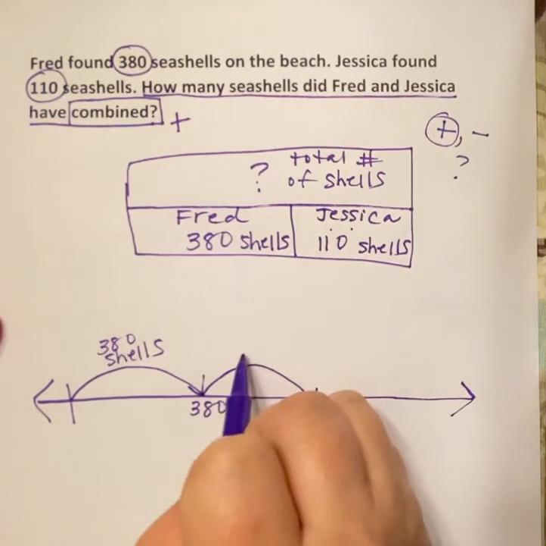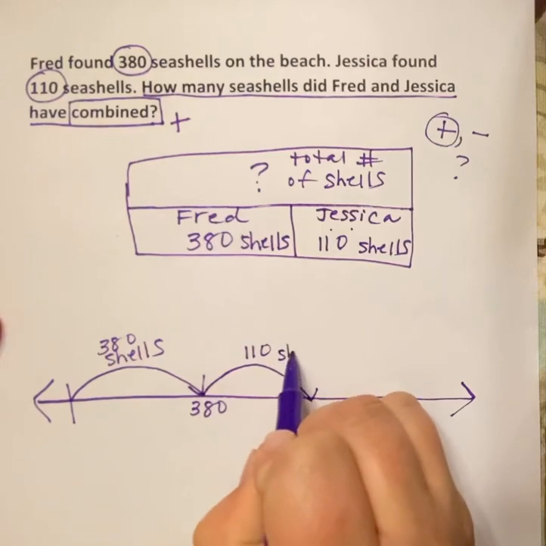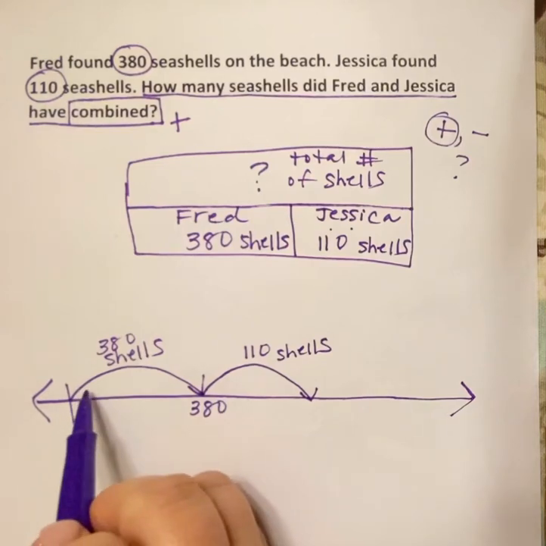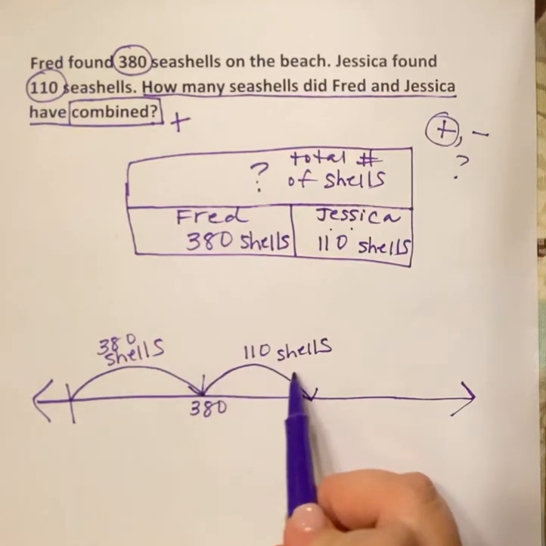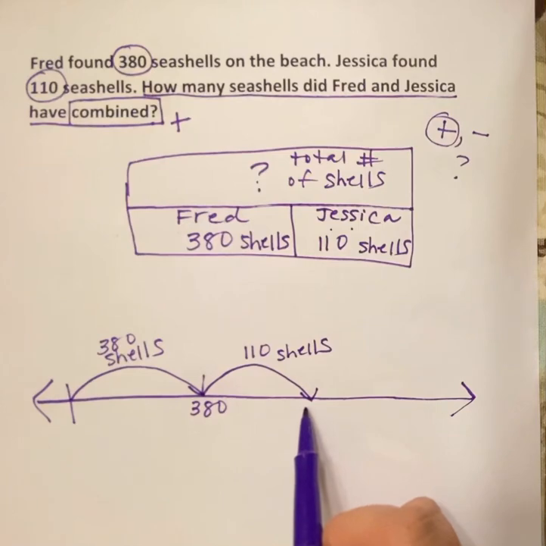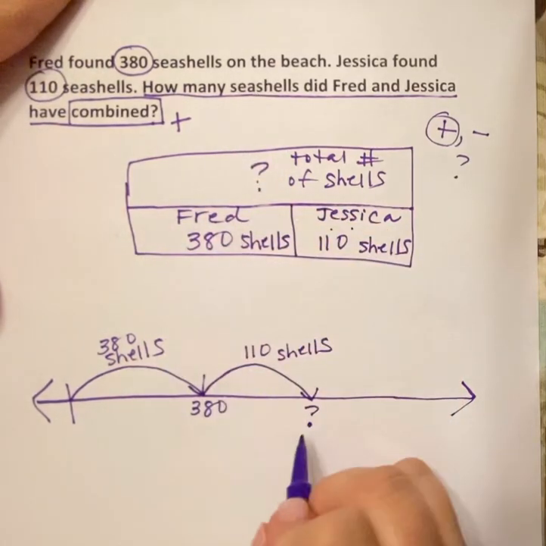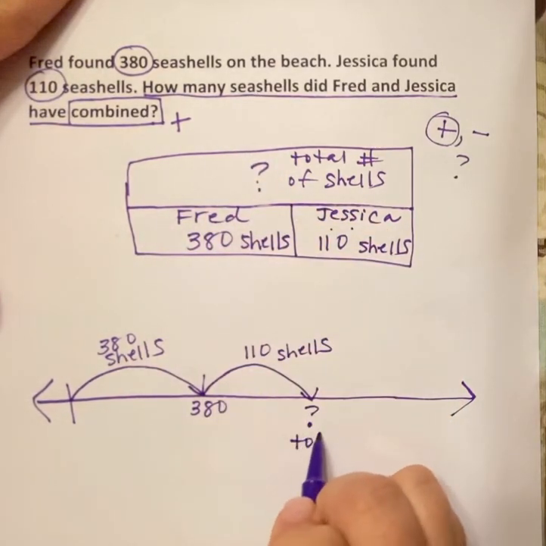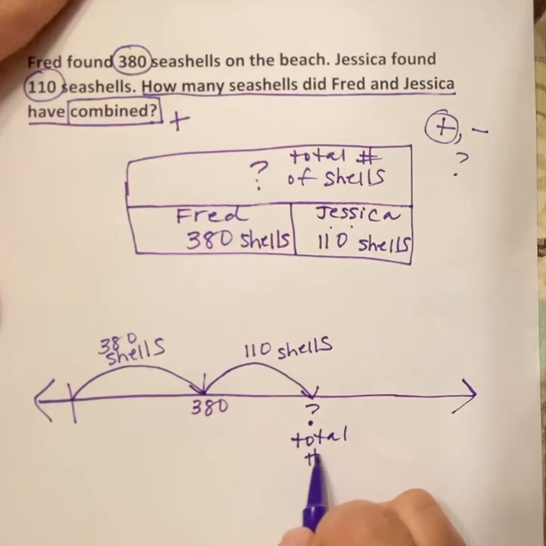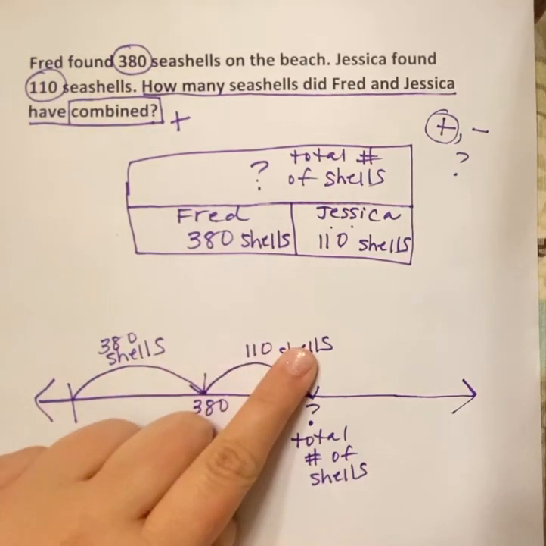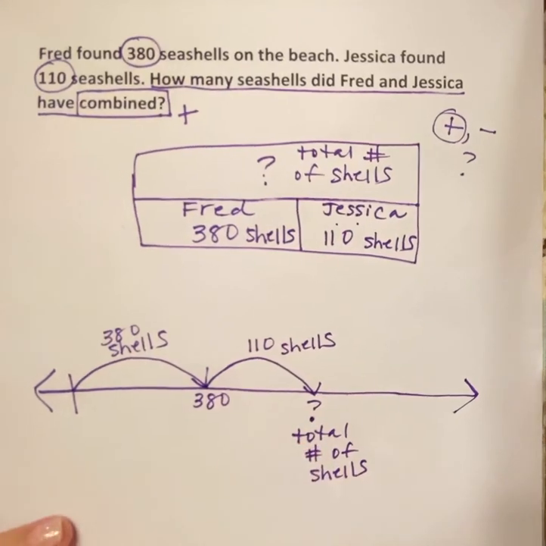She found 110 shells. Okay, so remember to do your labels. So I'm adding the 380, I'm adding the 110, but this is what I'm looking for. I need to know what I'm landing on. What is that number? So that's what we're doing to answer our question. This is our total number of shells. Because remember, when you combine something, you're adding. So if we're combining Fred, we're combining Jessica, we will know this answer right here.